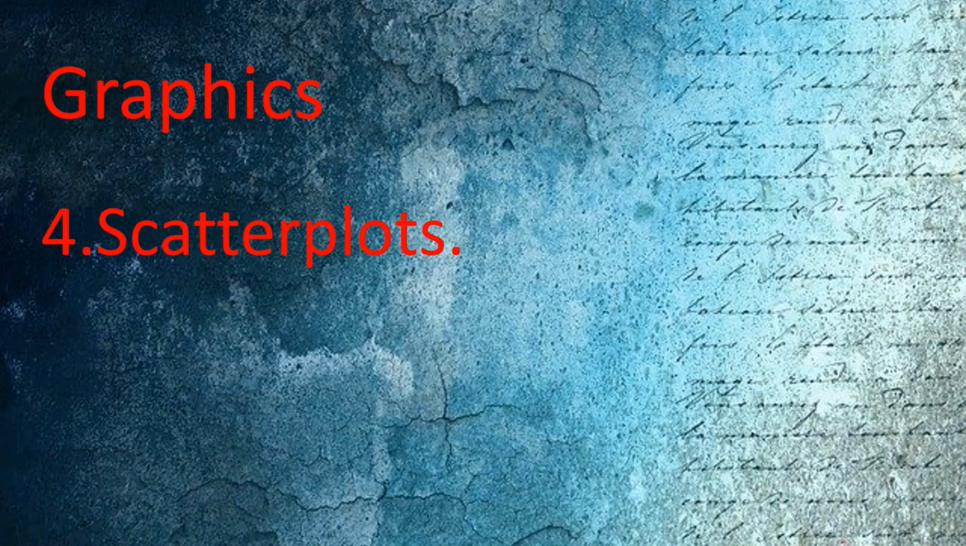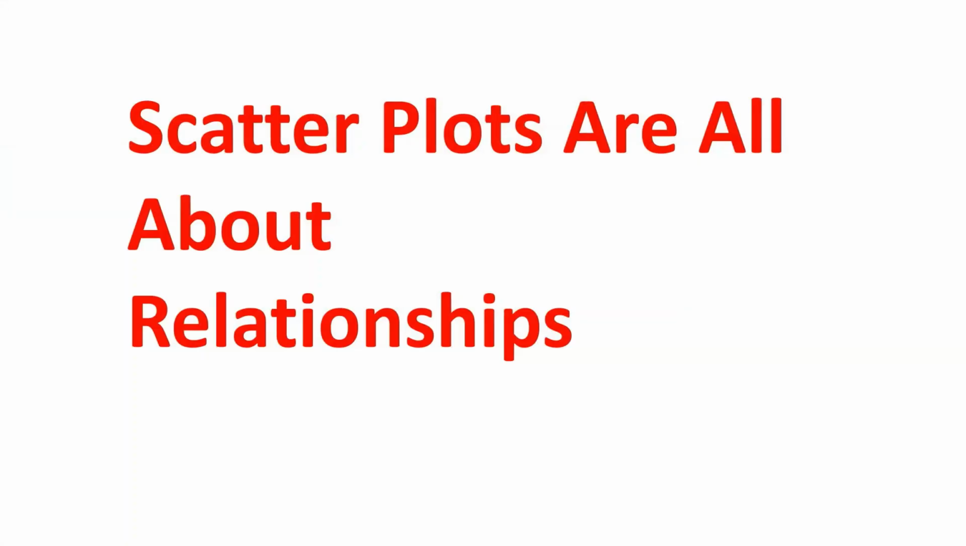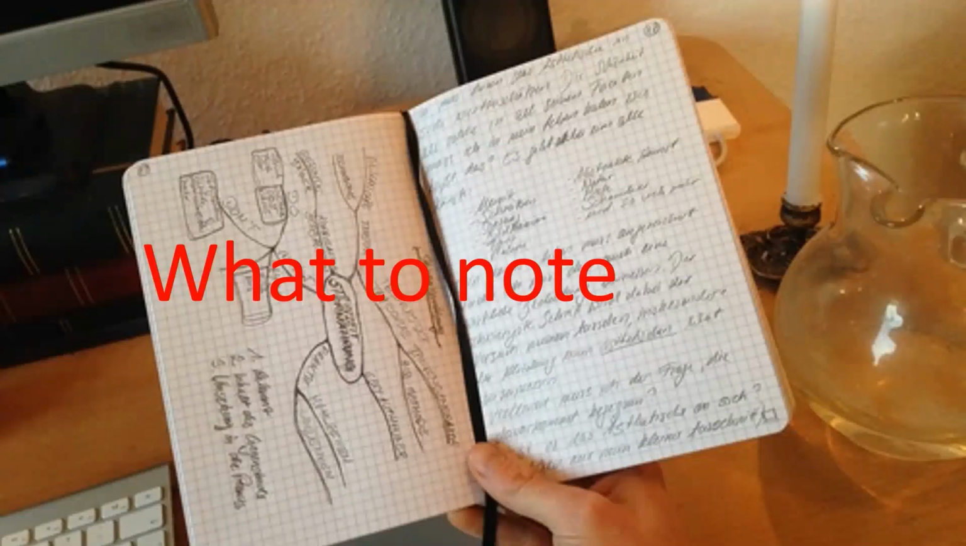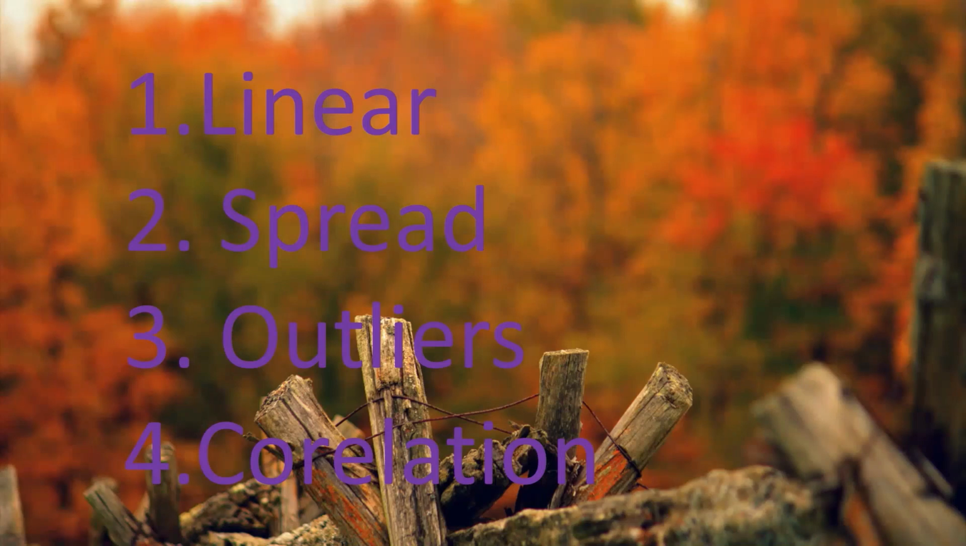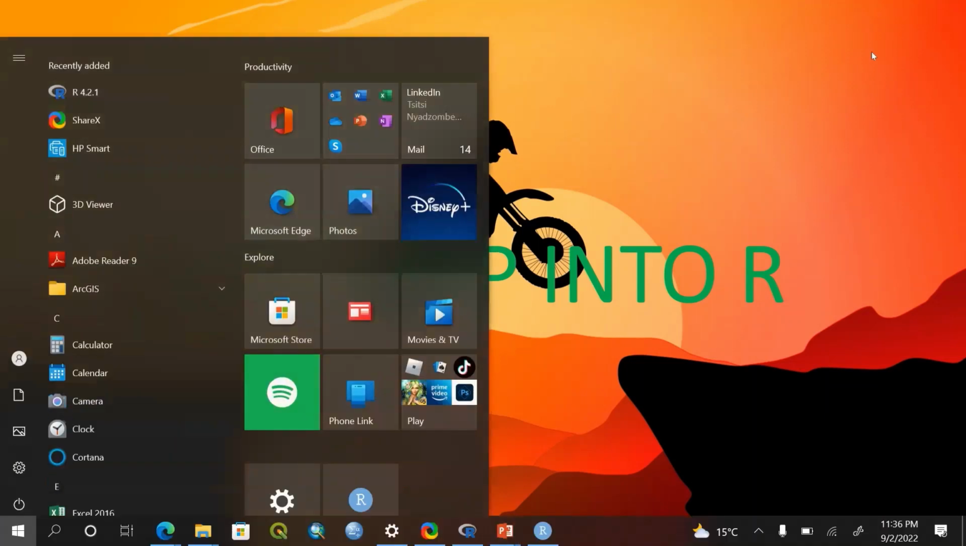So let's continue our discussion under basic graphics, and number 4 is scatter plots. Scatter plots are graphs that represent the relationship between two variables in a data set, and scatter plots are all about relationships. It's all about understanding relationships between variables. All right, what to note is scatter plots show linearity, spread, outliers, and correlation. So let's jump into R and let's understand the concept of scatter plots.